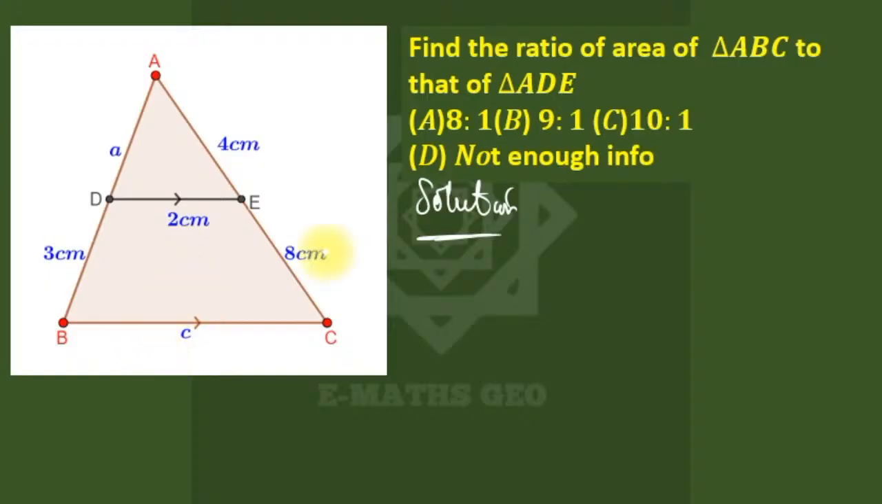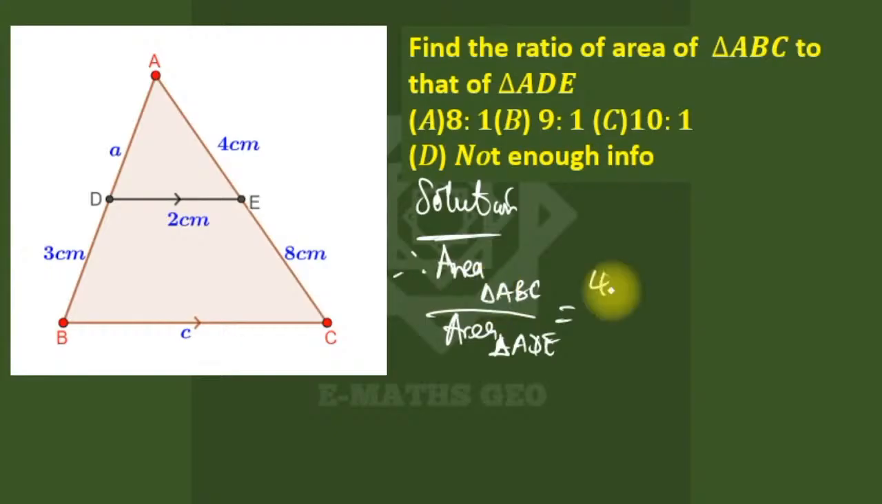So I'm saying that therefore the area of triangle ABC to that of triangle ADE is, so ABC is the big one, so the side is 4 plus 8, that's the longer side of this big triangle, the side AC, which corresponds to AE, which is over 4. 12 over 4 all squared.